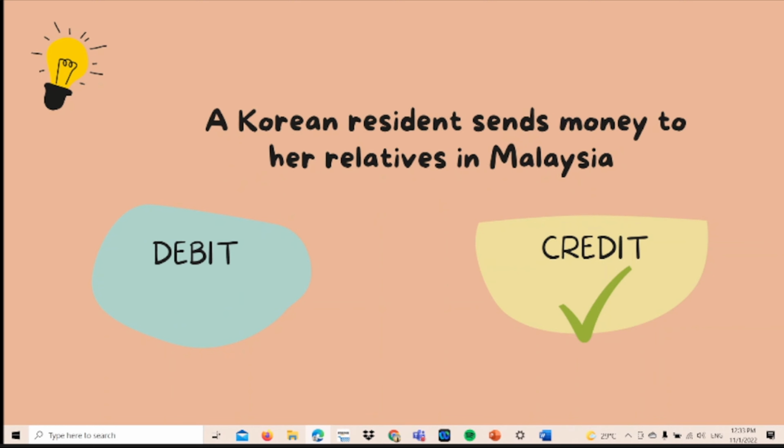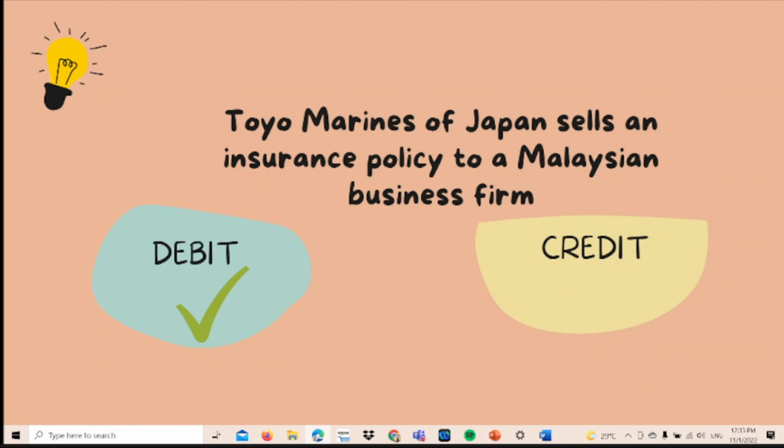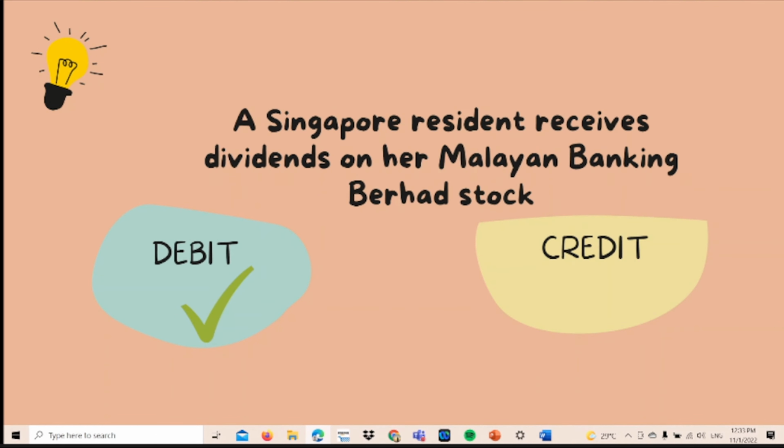A Korean resident sent money to her relative in Malaysia, recorded as credit. Toyo Marine of Japan sells an insurance policy to a Malaysian business firm, recorded as debit. A Singapore resident received dividends on her Malayan Banking Berhad stock, recorded as debit.